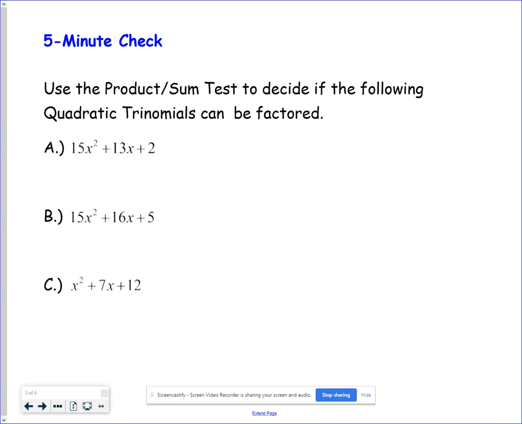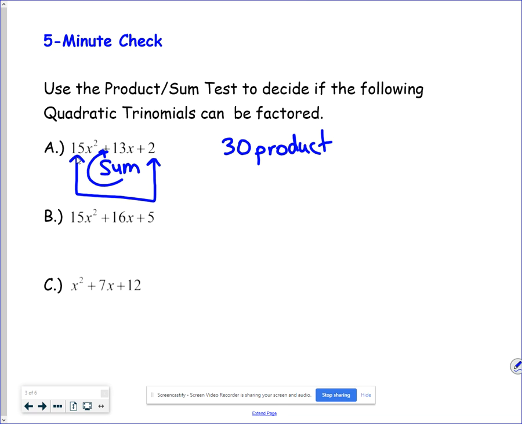So let's look at the first one. We want to know, can this be factored? So let's do the product first. Let's take 15 times 2. 15 times 2 is 30. So you're looking at factors of 30. What do you want them to add to be? You want them to add to be the middle number, which is 13. So are there two numbers that multiply to 30 and add to be 13? Yes, 3 and 10. So that means this passes the product sum test. So yes, we can factor this.